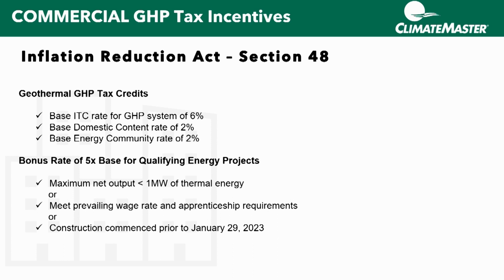Okay, so to get the higher rate, you have to meet one of these three criteria. You have to either have a smaller system, less than a megawatt. If you were there at an earlier session, we have submitted testimony, written comments to Treasury for what we think constitutes a megawatt. And the most conservative interpretation would be that it's about 285 tons.